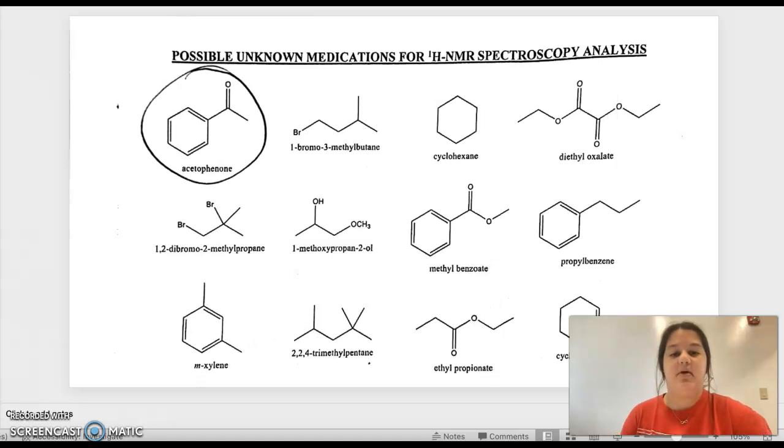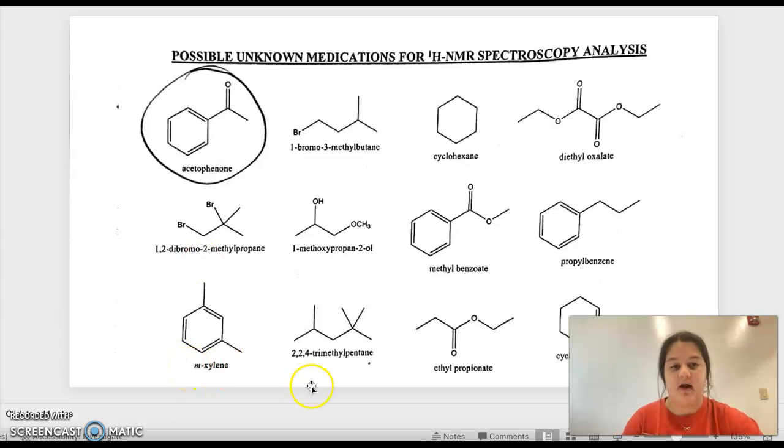So looking at the possible unknown medications, the first signal at 7 ppm indicated that there is an aromatic ring. So we can automatically get rid of all of the substances that don't have an aromatic ring, as well as the cyclohexane and the cyclohexene, because they do have a ring, but it's not aromatic with the double bonded carbons in the right place. So we're left with the first one, these two down here, and then this one down here.